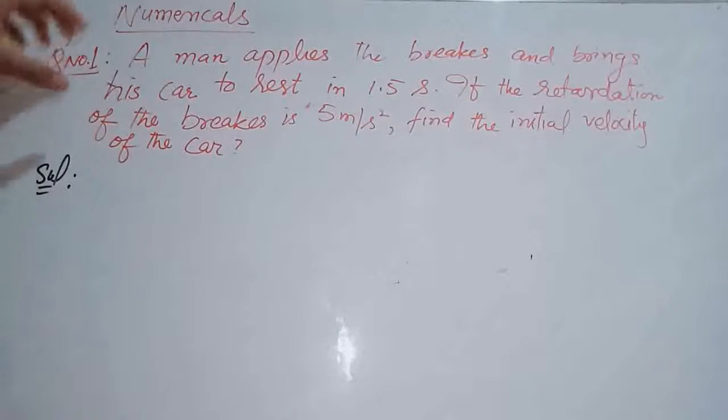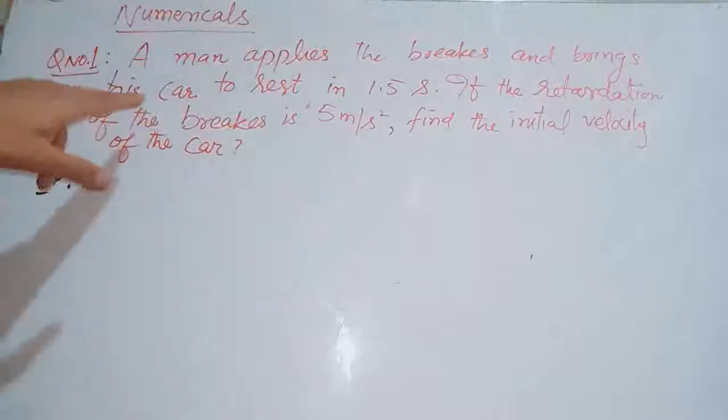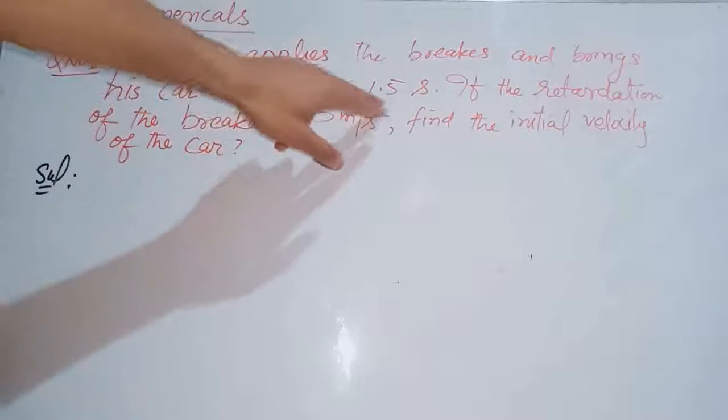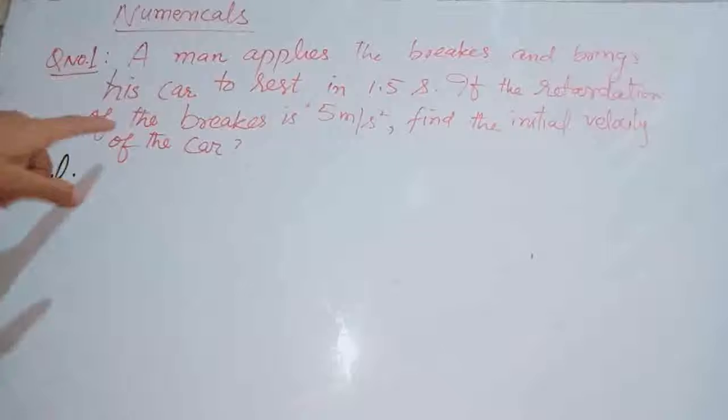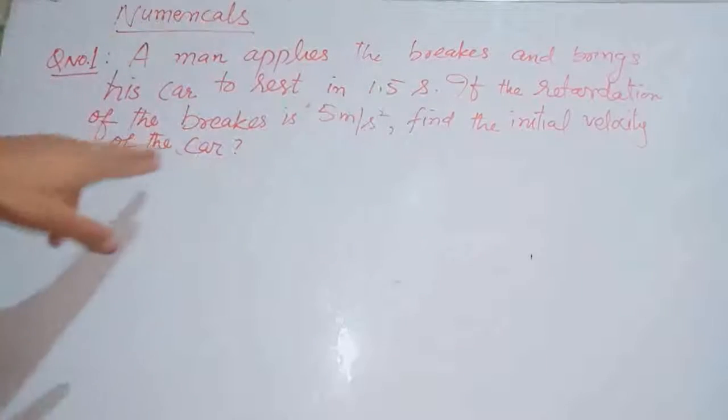Today we will solve some numericals based on equations of motion. Here is the first question, which reads: A man applies the brakes and brings his car to rest in 1.5 seconds. If the retardation of the brakes is 5 meter per second square, find the initial velocity of the car.